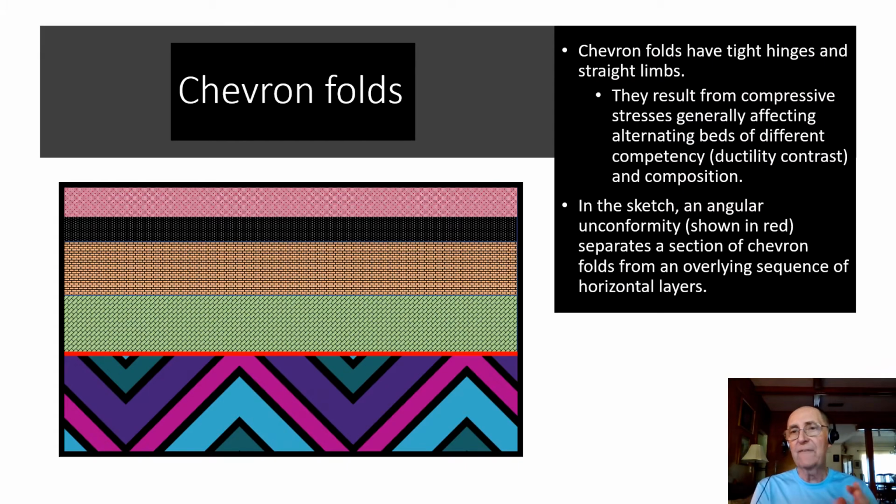Chevron folds have tight hinges and straight limbs. Chevron folds result from compressive stresses typically affecting a sequence of alternating beds of different competency and composition. In other words, different ductility contrast. In the sketch that I'm showing you here, I show you an angular unconformity, the red line, that separates a section of chevron folding from an overlying sequence of horizontal layers.